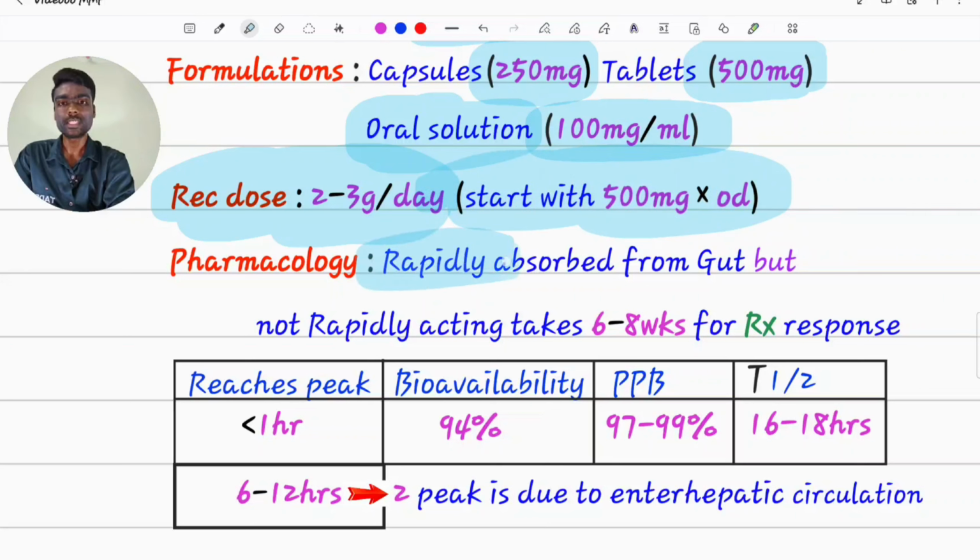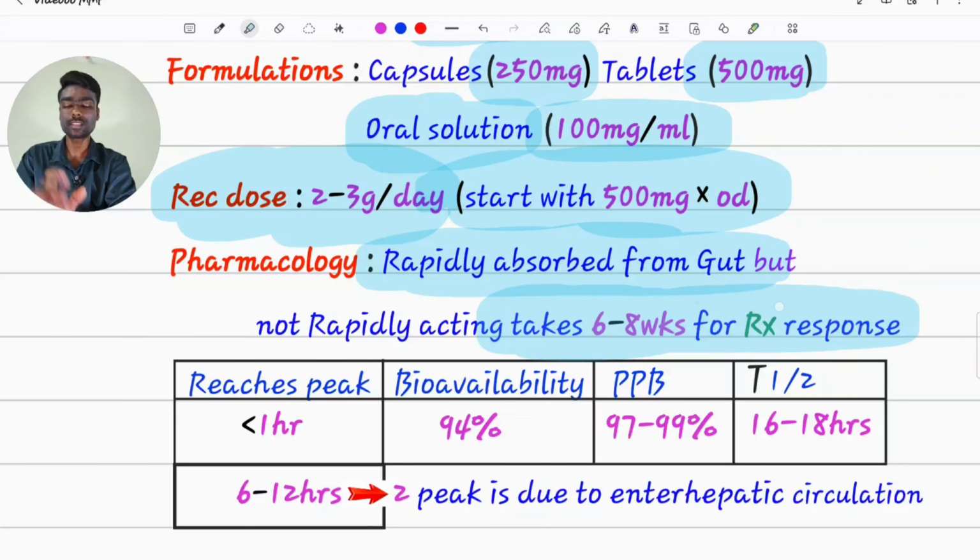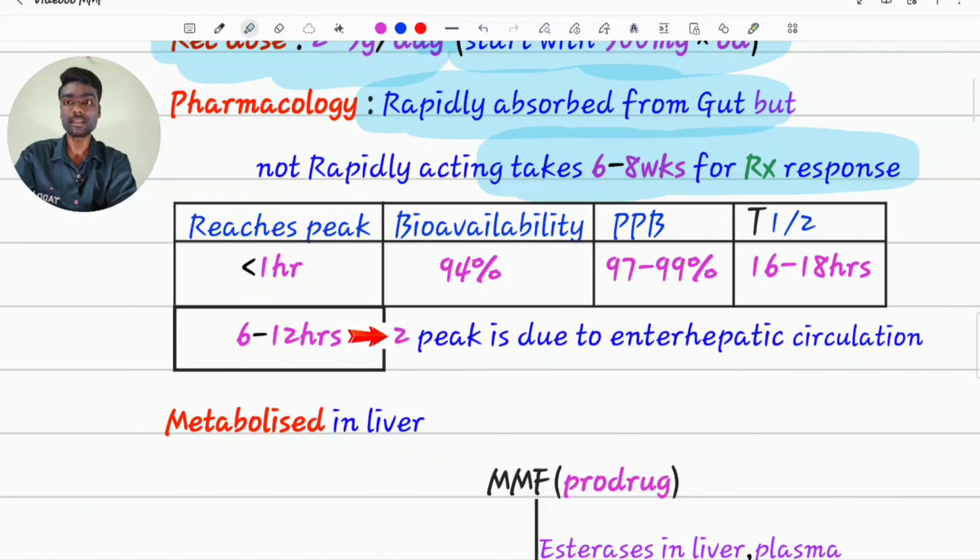per day. It is rapidly absorbed from the gut, but not rapidly acting. It takes 6 to 8 weeks to show its therapeutic response. It reaches peak within 1 hour. Again, it reaches a second peak within 6 to 12 hours. This second peak after 6 hours is due to enterohepatic circulation.